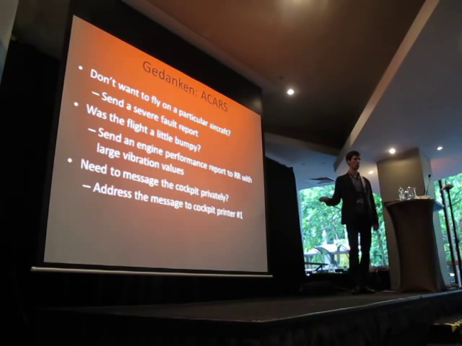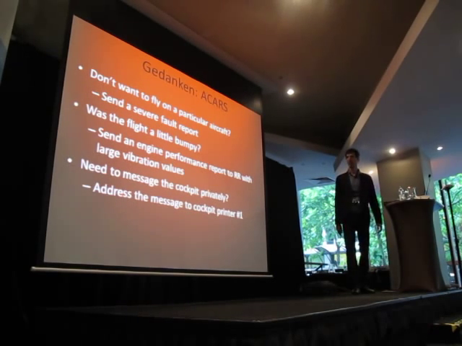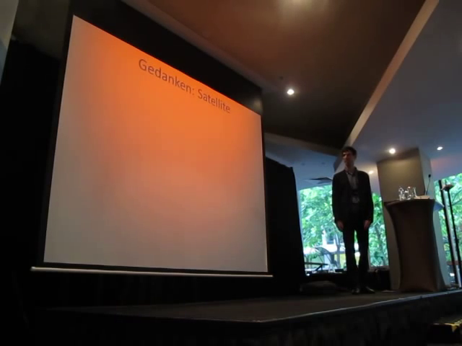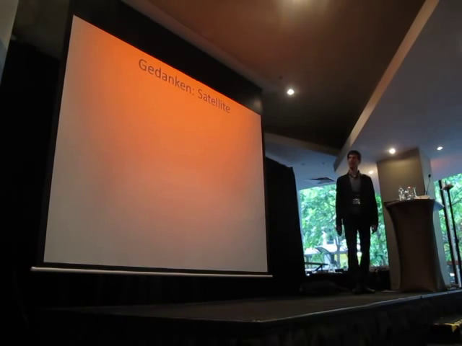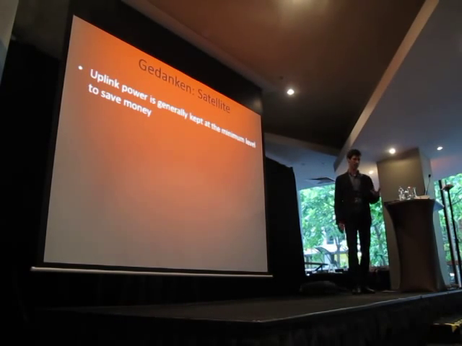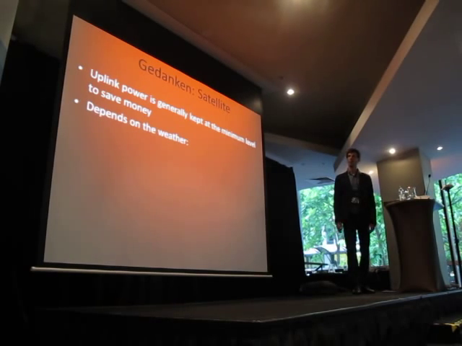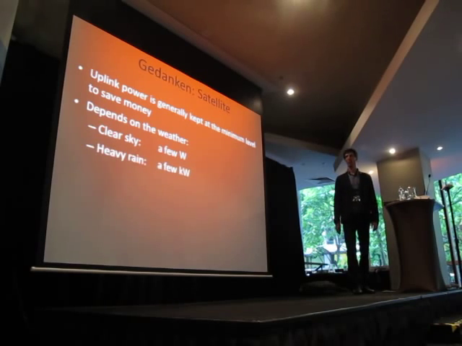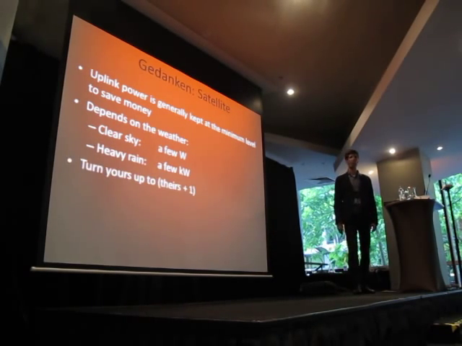This is actually a specific label that you can address. There are four different printers as well. And this is the satellite stuff. As I was saying, they keep it at a minimum power level, depending on the weather. In the clear sky, it's only a few watts. In heavy rain, they crank it up significantly. But if it's clear sky, you can just do that.